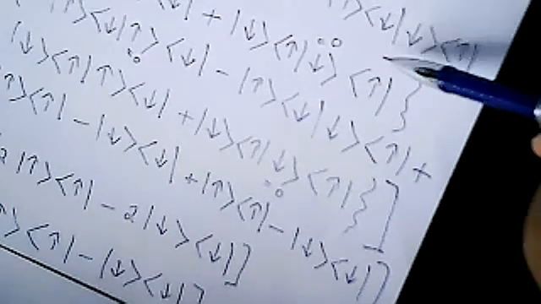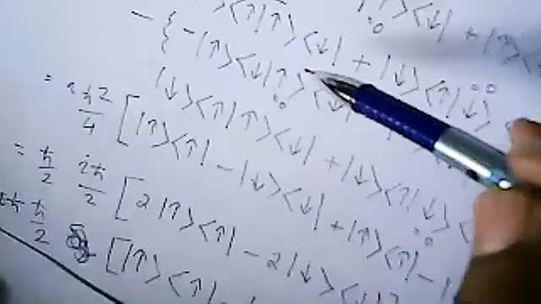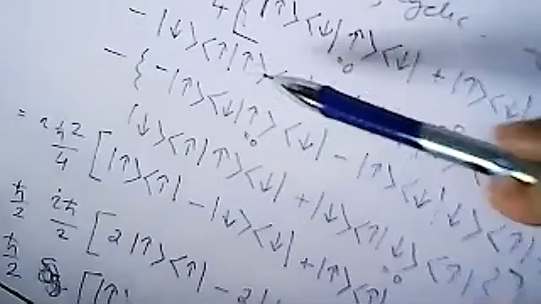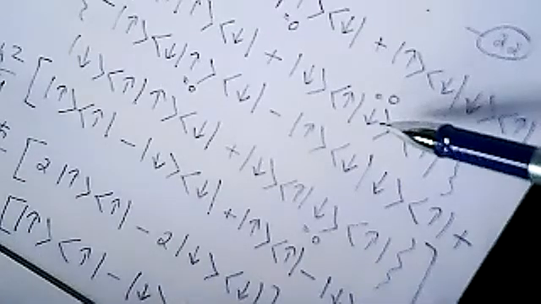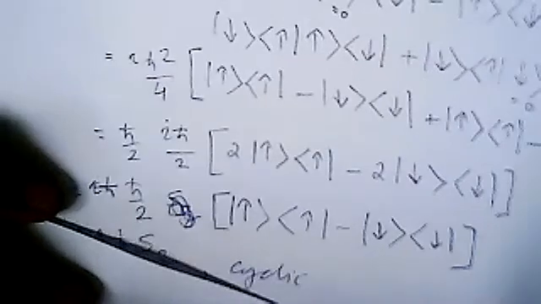See the middle term. Concentrate on the middle term. Again spin up with spin up, that will be 1. Then spin up, spin down, that is 0. So you apply the orthonormality property of the spin up and spin down states. If the scalar product is different, you can put it as 0. If both are the same, you can put it as 1. So you apply that result, then 4 terms remain.